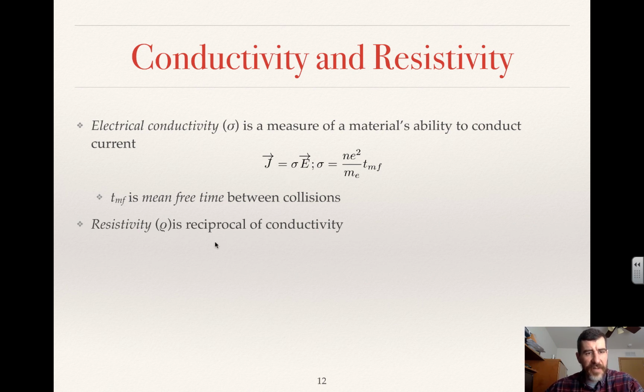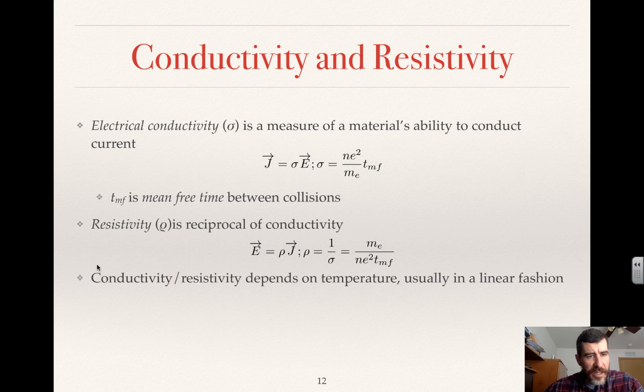Okay, so that's conductivity. Resistivity is just the reciprocal of the conductivity. So if we want to write that the electric field is equal to the resistivity times the current density J, or that the resistivity rho is just 1 over the conductivity sigma.